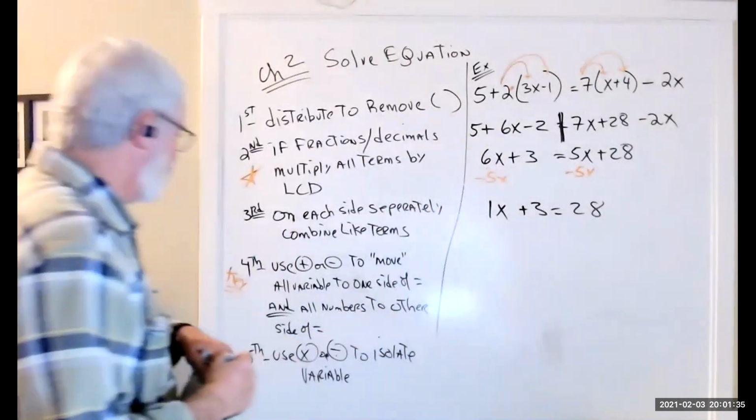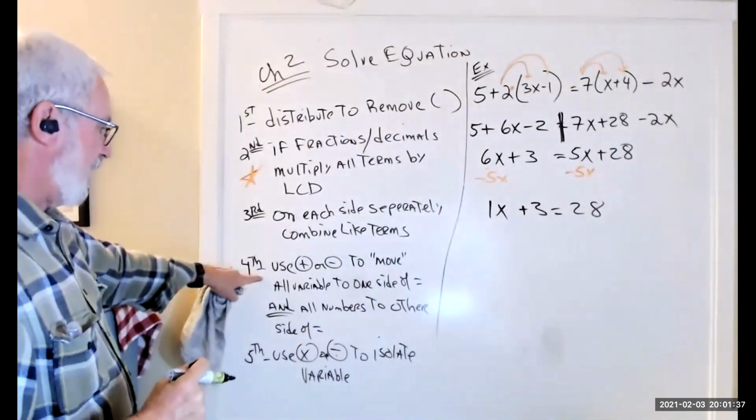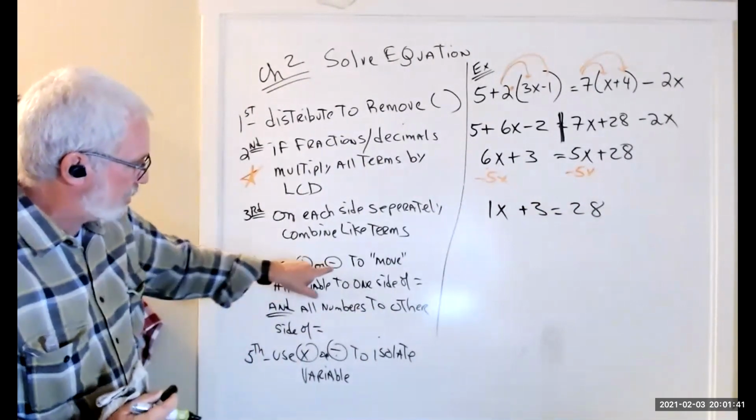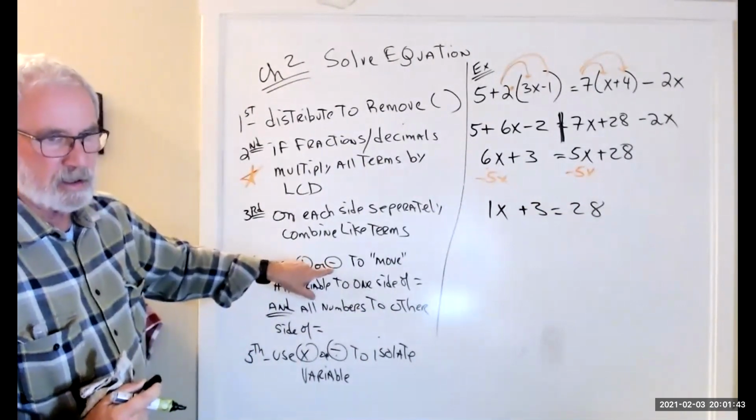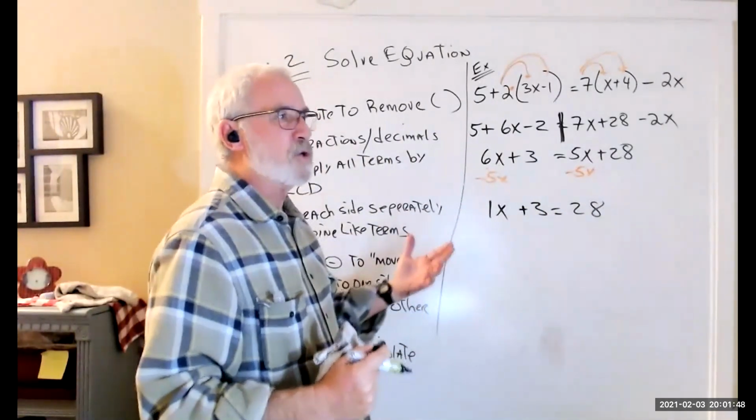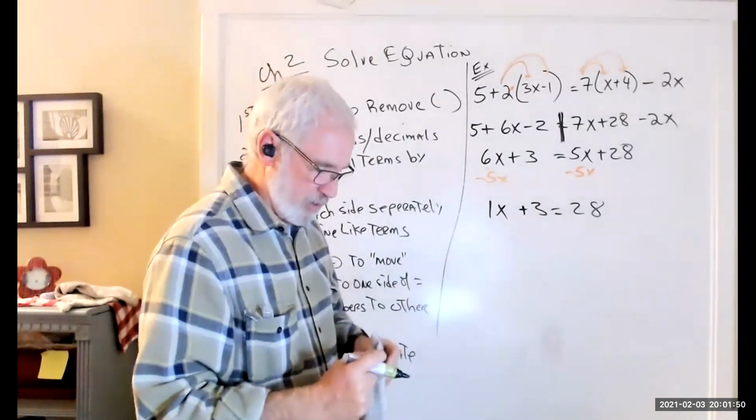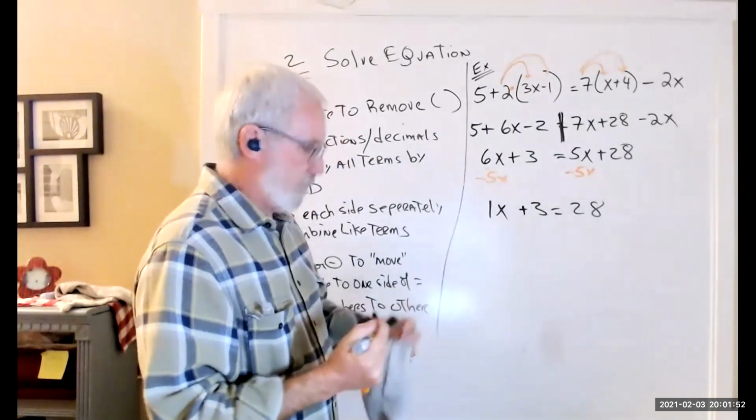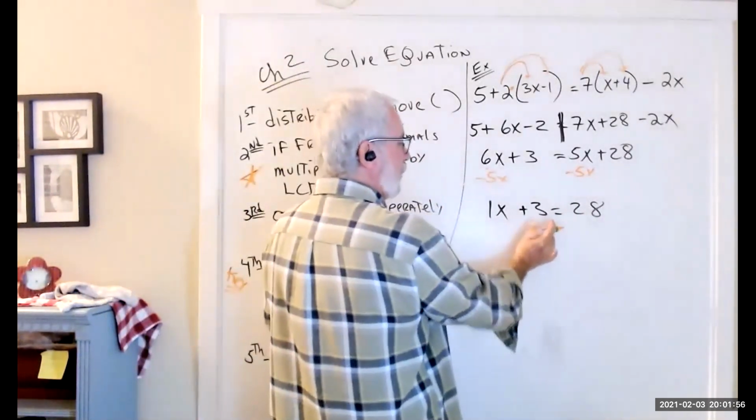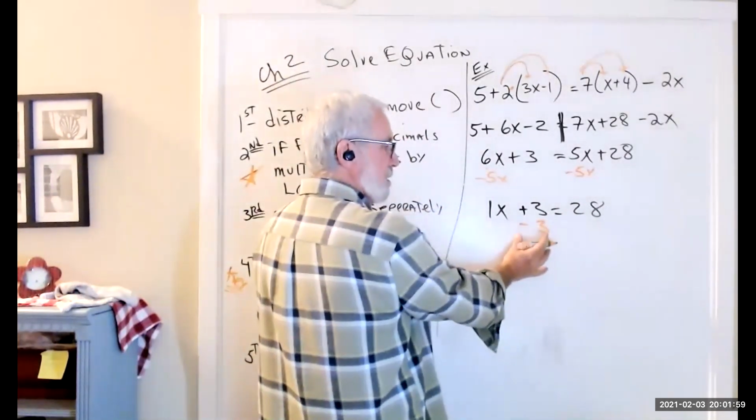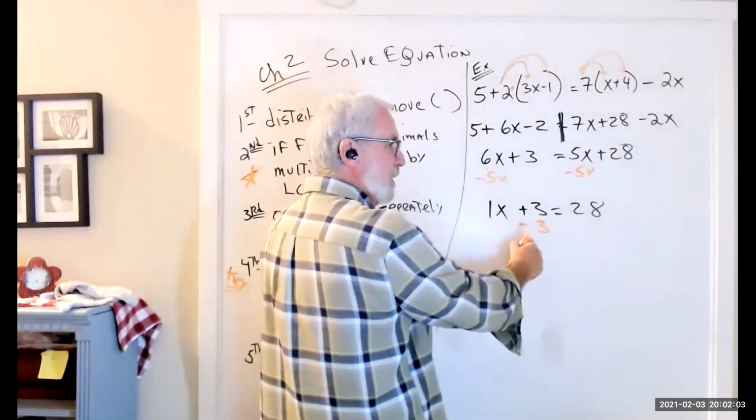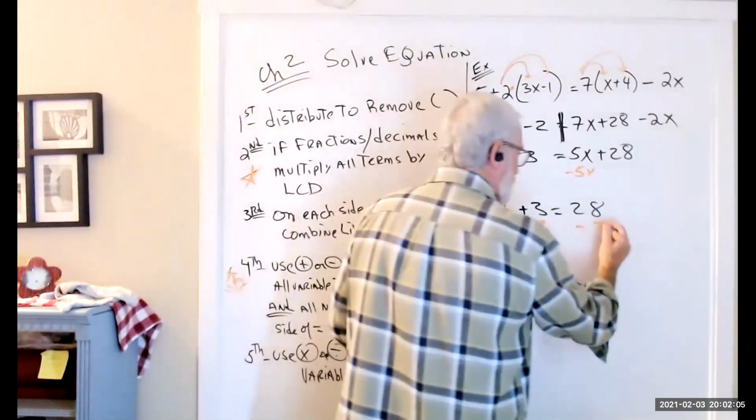Now, notice it said move your x's to one side and your numbers to the other side. So still using addition and subtraction. I've got to move all my numbers to the other side, which means who do I have to move? Who do I have to get rid of? The 3. Moved to the other side becomes negative 3. So what's going to get rid of a +3? A -3. The only thing that wipes out a positive number is a negative number. It's opposite. But I have to keep it balanced again.